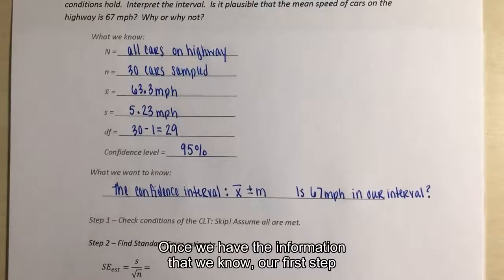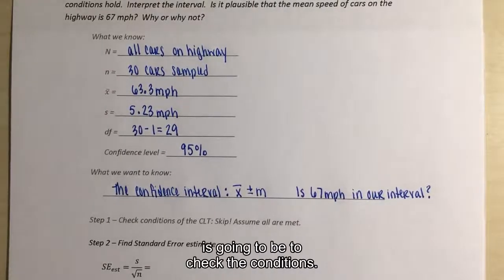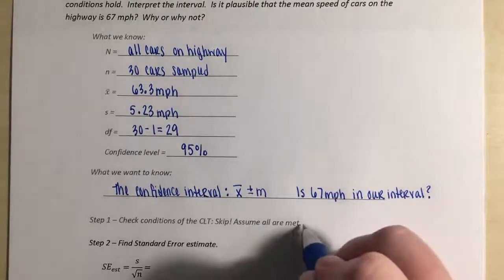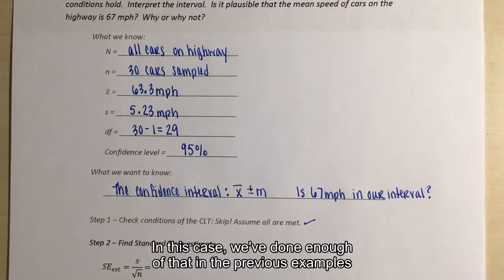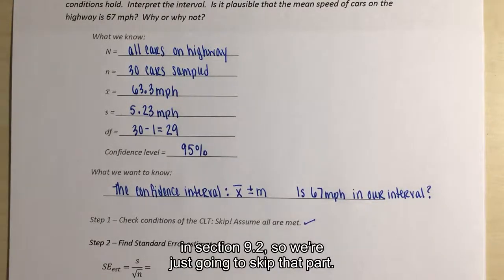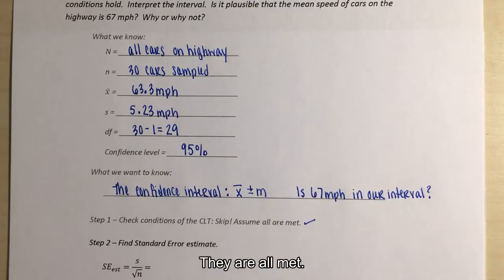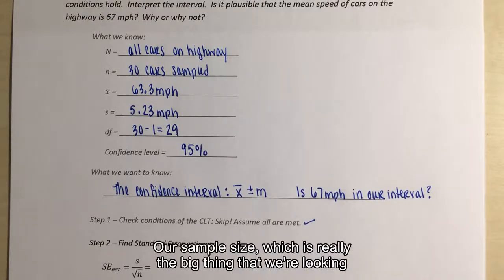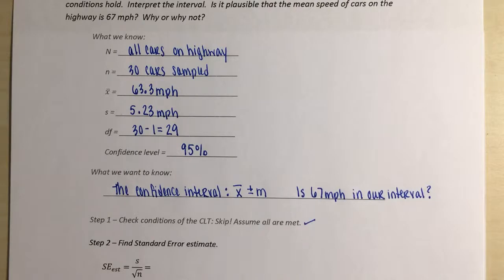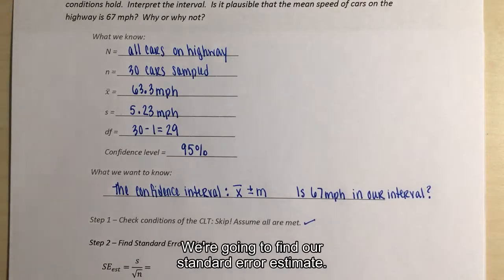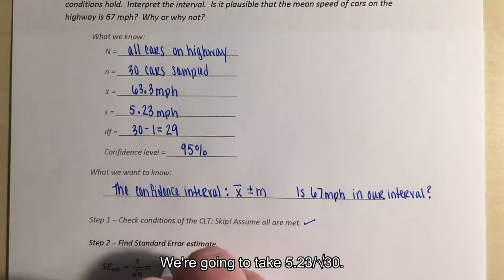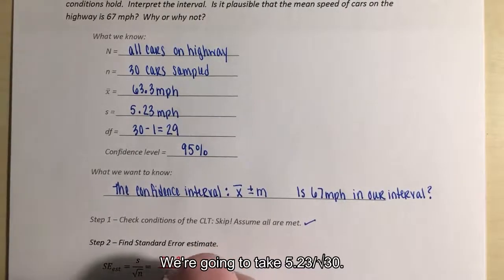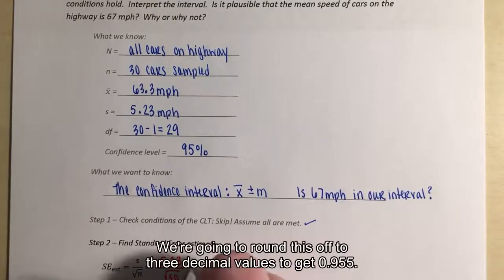All right, so once we have the information that we know, our first step is going to be to check the conditions. In this case, we've done enough of that in the previous examples in section 9.2, so we're just going to skip that part. They are all met. Our sample size, which is really the big thing that we're looking at, is 30, which is large enough. So we're going to find our standard error estimate. We're going to take 5.23 divided by the square root of 30. We're going to round this off to 3 decimal values to get 0.955.